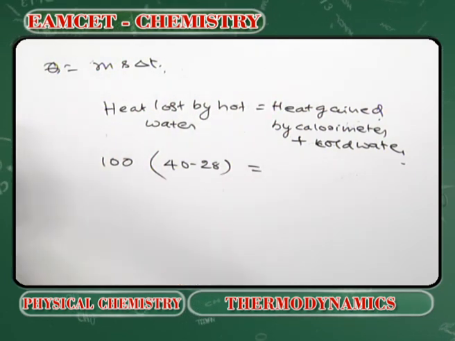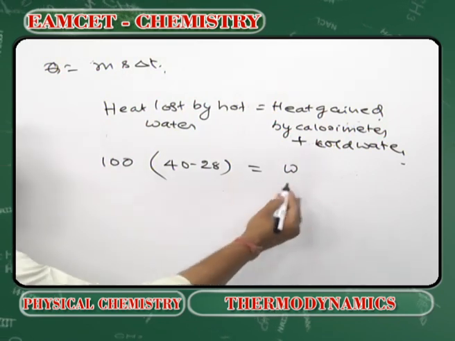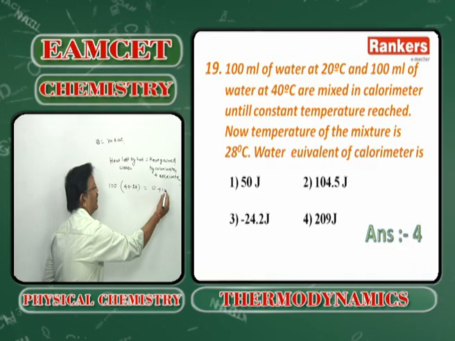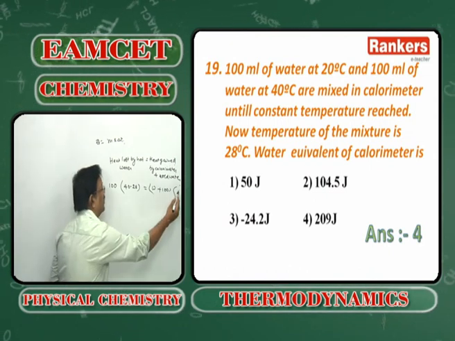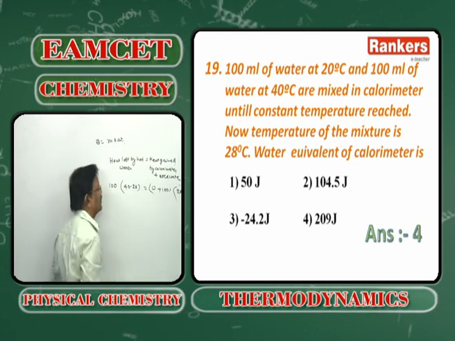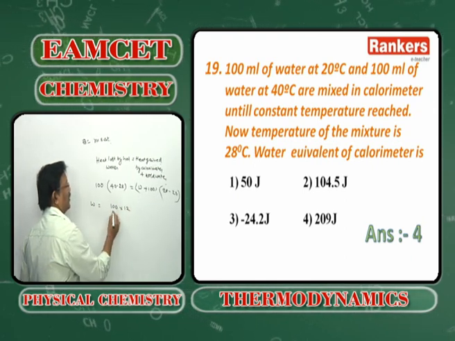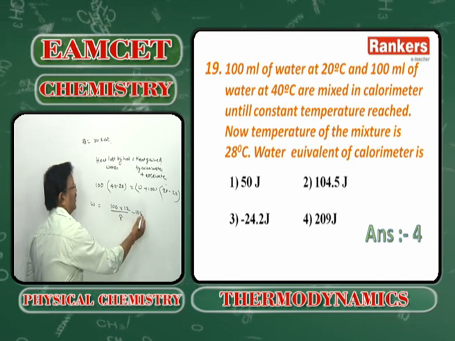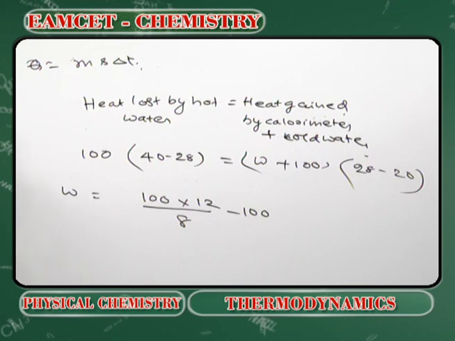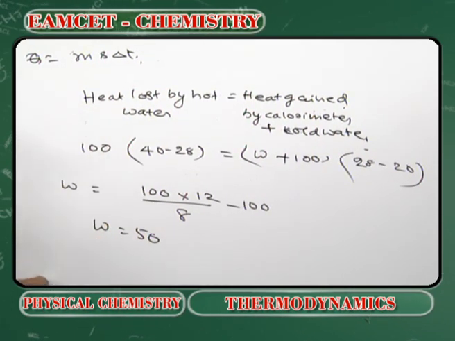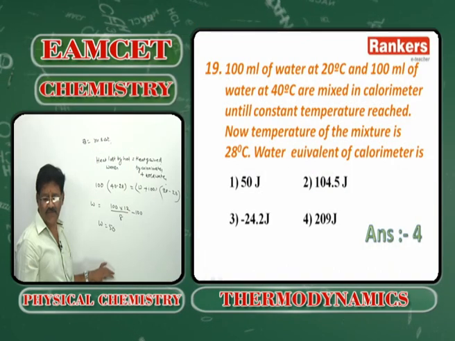Now the water equivalent of the calorimeter is given by W, that is, MS value for the calorimeter. What is the mass of the cold water? 100. And what is the difference in temperature? 28 minus 20. So W is equal to 100 into 12 by 8 minus 100. So 1200 minus 800, 400 by 8. So W must be around 50 calories. Option 1 is the answer.